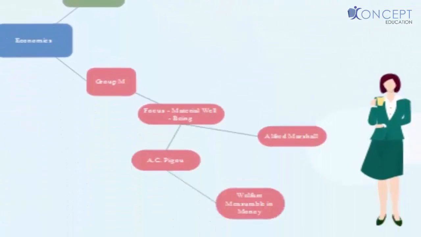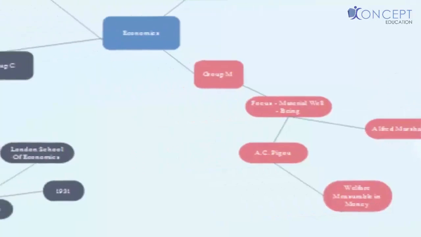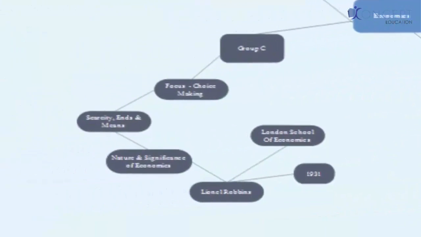Then comes Group M. M for Marshall, M for Mother, M for Material Well-being. But don't forget Pigou emphasizes on welfare more and study of man and not of wealth. Welfare that can be measured in money. Who said that? Pigou.